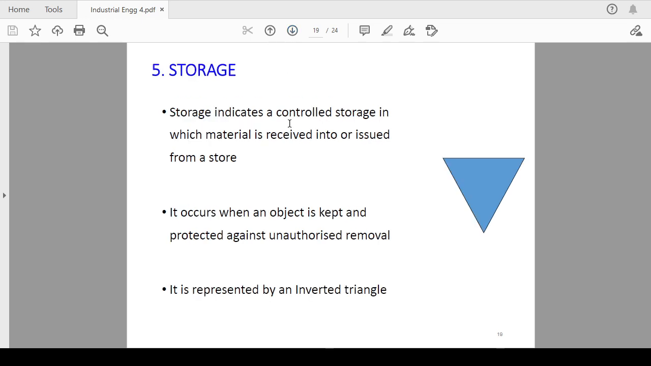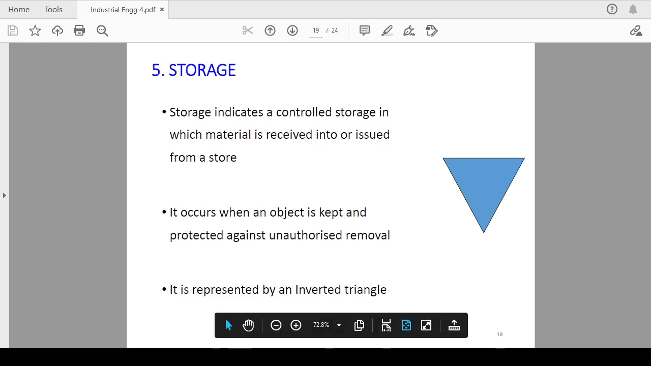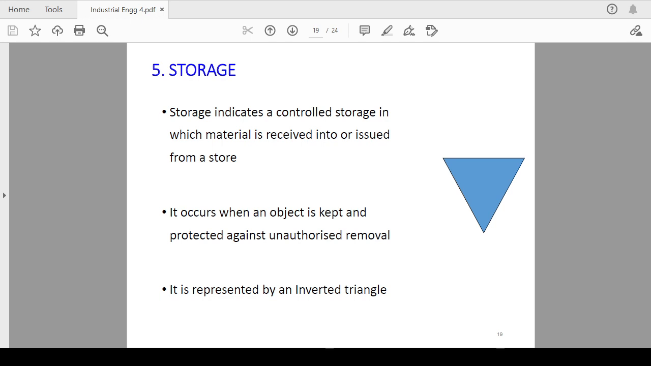Next and the last symbol which is prepared or established by the ASME in 1947 is storage. Storage indicates a controlled storage in which material is received into or issued from a store, okay. If it is issued from one store, then this symbol, this inverted triangle, means it is represented by inverted triangle. Storage will be represented by inverted triangle.